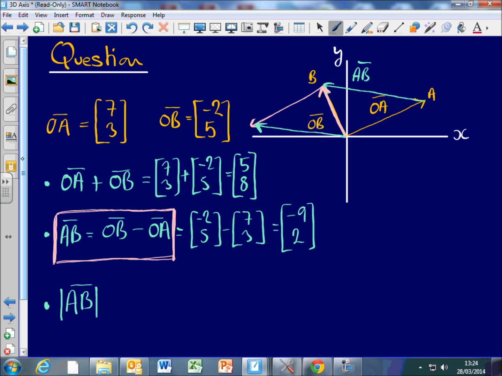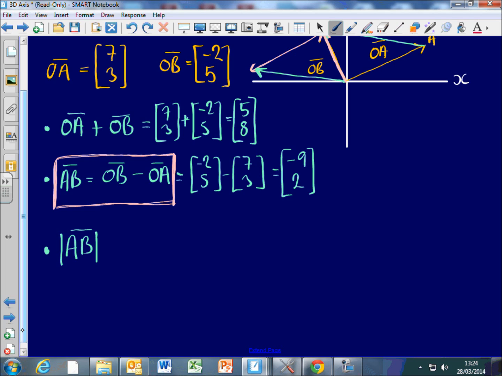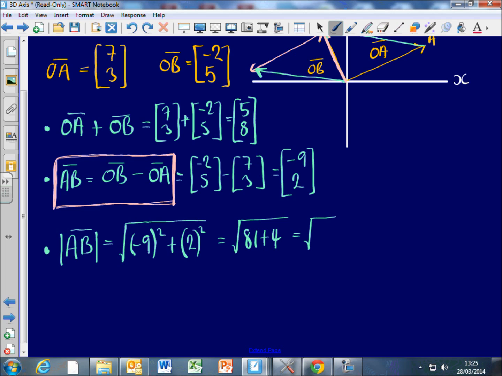Yeah, brill. Okay. So the way to find the length of something is just use Pythagoras. So the length A to B is going to be the square root of -9, that's the distance in the x direction, plus the distance in the y direction. So I think I'm going to get 81 plus 4. Is that right? So I've got the square root of 85. That's the length of that, or the magnitude, you'd say. But it's the same thing, it's the length. Okay, any questions on those then?